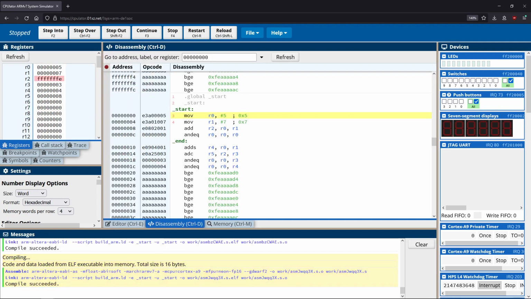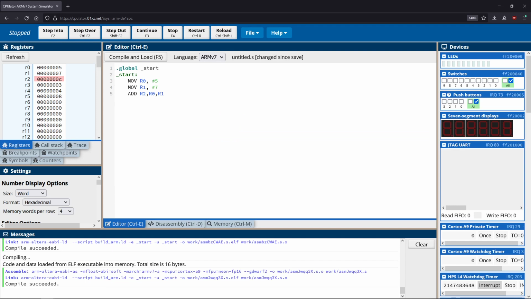So I compile and load. You see I can load 5 into register 0, 7 into register 1. I add those two together and I get C, which is equal to 12. So 5 plus 7 equals 12, so we can see that the addition instruction works successfully. So that's the way that addition works for us. And the other instructions work very similarly.